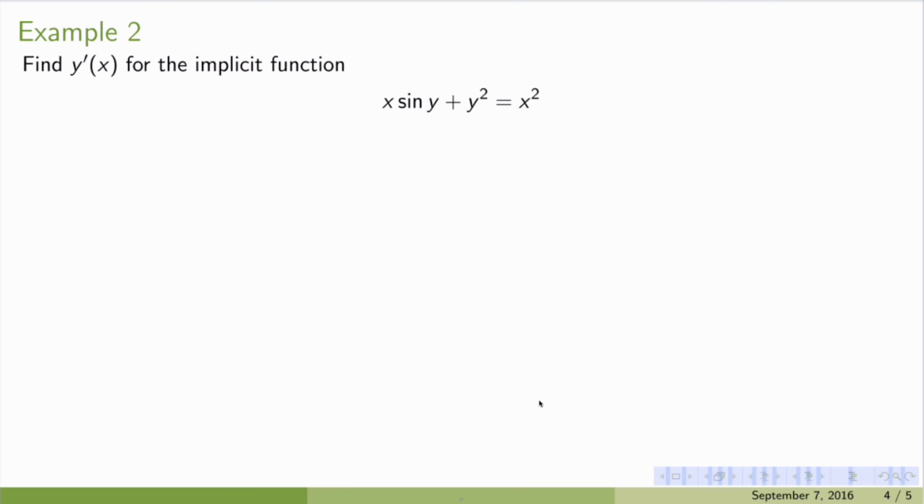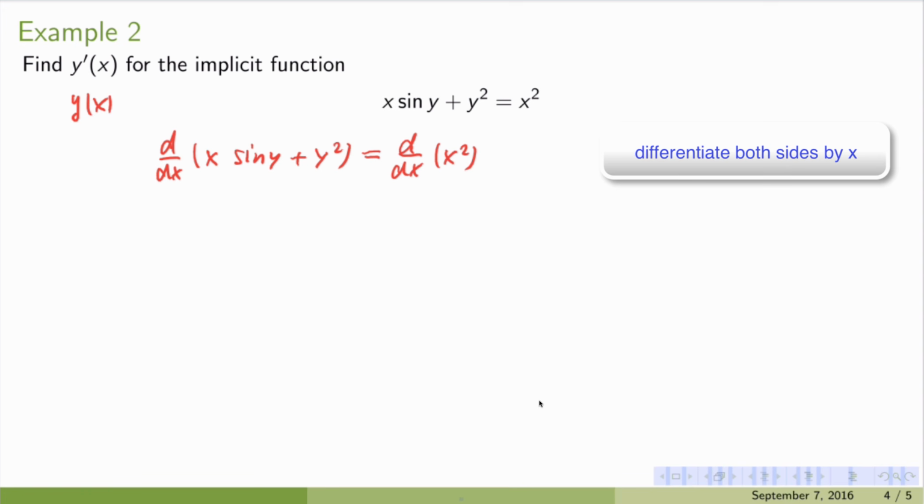So x sine y plus y squared equals x squared, using implicit differentiation. Again, we assume y depends on x, and then we differentiate both sides. d by dx x sine y plus y squared equals d by dx x squared. And let's do the same story as before. So differentiating x sine y requires a product rule, but then y depends on x, so then there we also need the chain rule. So we need product rule and chain rule at the same time.